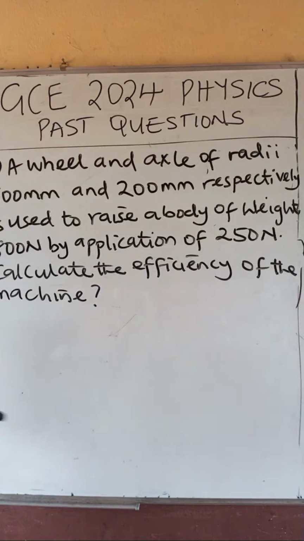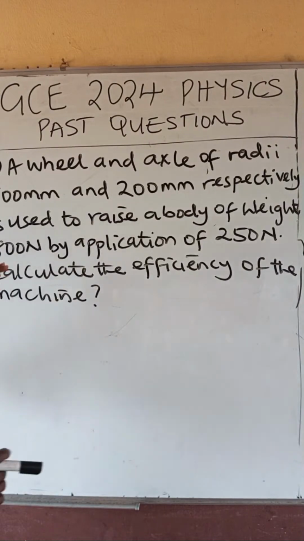All right. Let's look at this example. A wheel and axle of radii 800 millimeters and 200 millimeters respectively is used to raise a body of weight 800 Newton by application of 250 Newton. Calculate the efficiency of the machine.